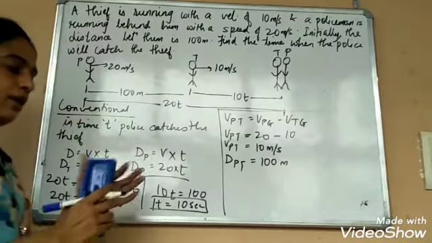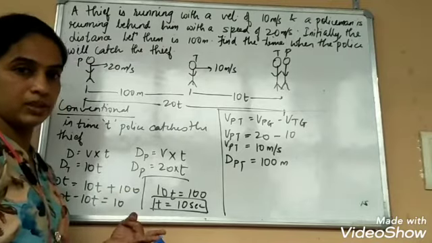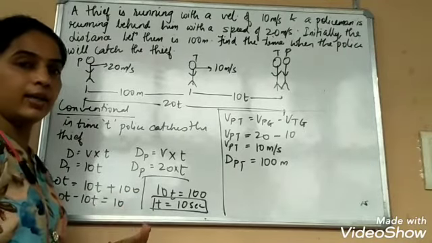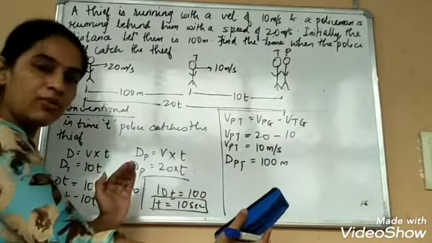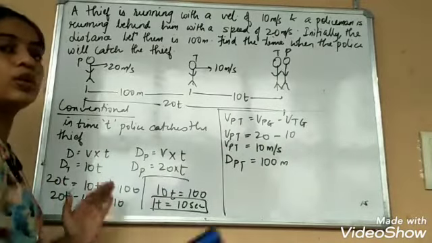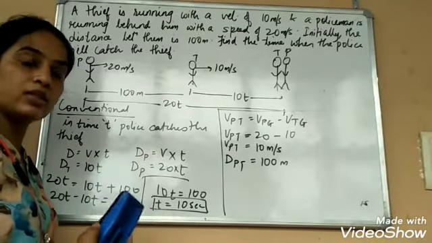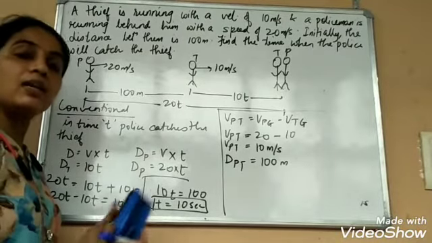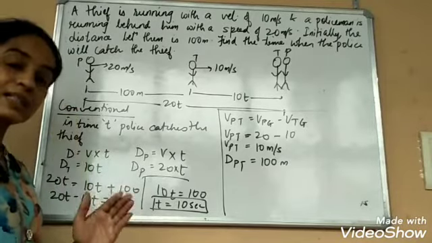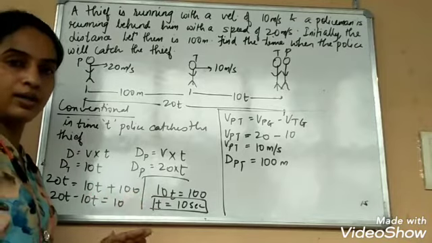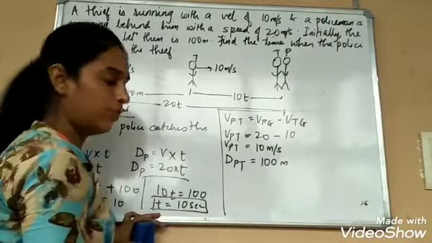Always remember, velocity, acceleration and displacement are relative terms. Distance and time are not relative. Distance and time will be the same. The time in which the thief covers some distance, in the same time the police will cover the distance. No matter what their velocities are, their relative velocities, relative displacements, relative accelerations will change with their velocities. But distance and time are not relative because they are scalar quantities. They don't depend upon the frame of reference.